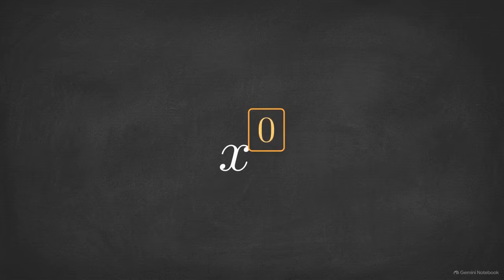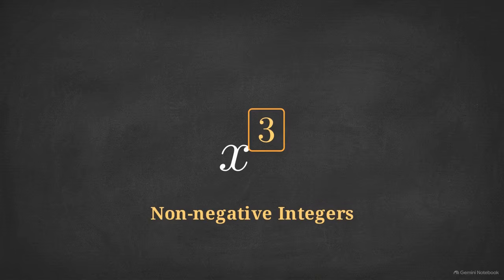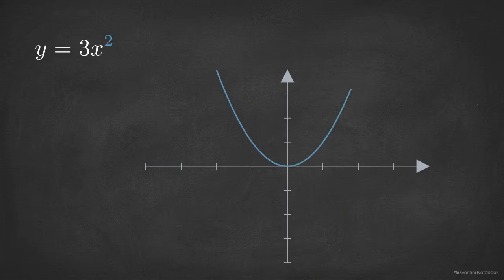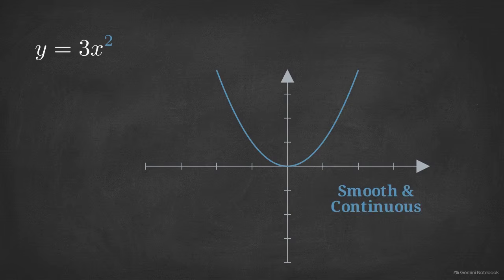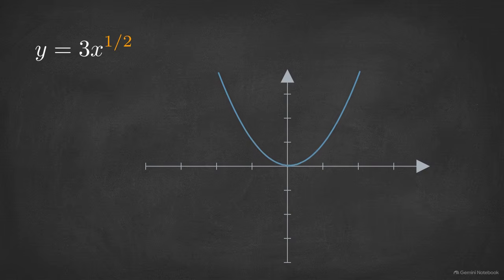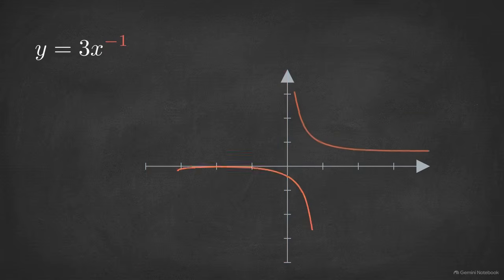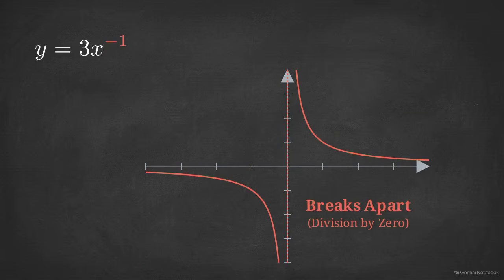For an expression to qualify as a polynomial, the exponents must be non-negative integers, whole numbers like 0, 1, 2, and 3. Using whole numbers like 3x squared ensures a smooth, continuous curve. An exponent of 1/2 introduces a square root, undefined for negative x, making the graph vanish. And a negative power involves division by 0, forcing the graph to shoot to infinity and break apart.